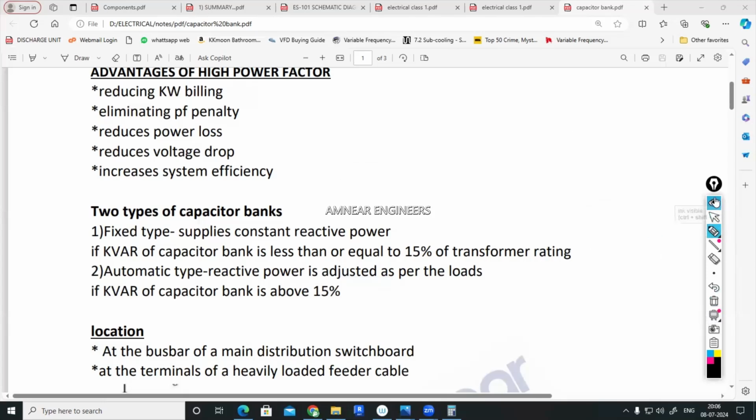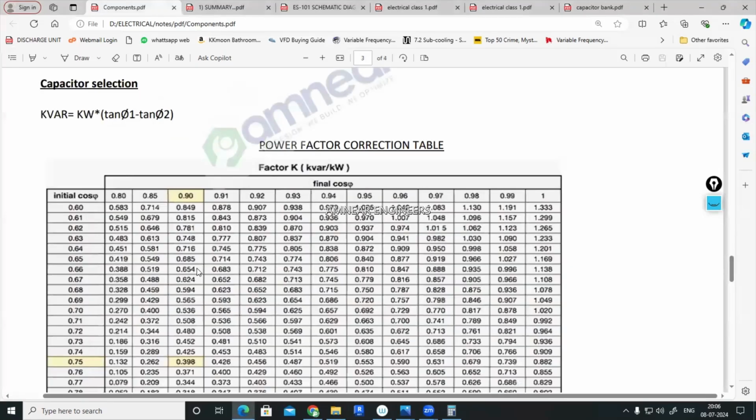Okay, so that is APFC panel, automatic power factor correction panel. So I'll be telling you about the different components which are used inside the APFC panel. Before that, let us go back to the capacitor selection. Now you know what is the relevance of capacitor sizing, right? So capacitor selection: how to select the capacitor or how to size the capacitor.